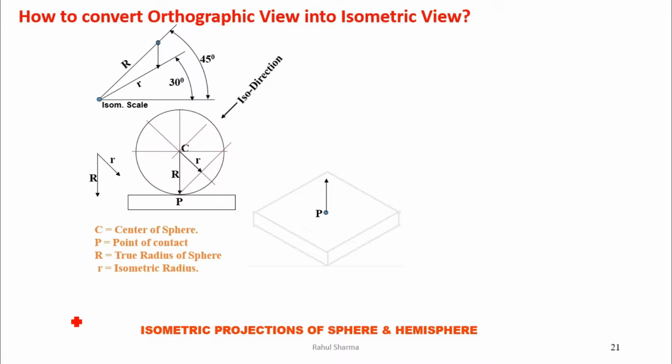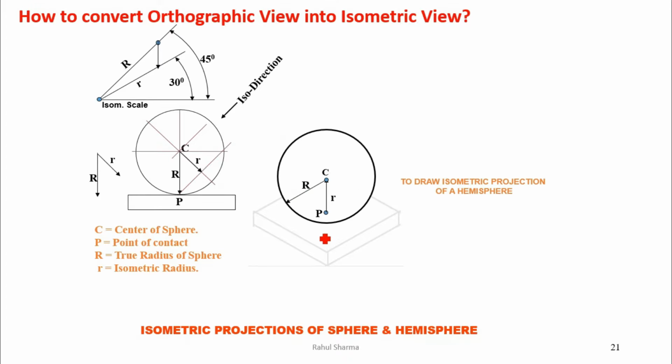After that you have to take the iso radius upward, means let's say this ball is having diameter 40, its radius will be 20. So if I calculate 20 into 0.815 means 16, approximately 16. So from P point I will go 16 upward. I get the midpoint, that is C. Put the pin at point C. After that draw the circle with actual radius, that is 20. So that is the isometric projection of a sphere.